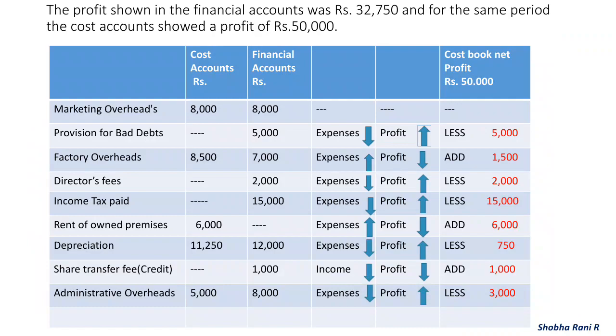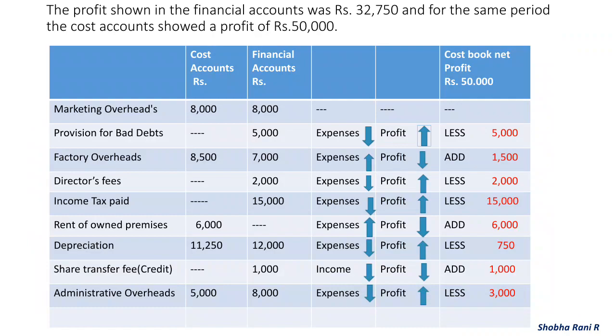Next item, income tax paid. It is an expense recorded only in financial books, rupees 15,000, and not recorded in costing accounts. This has the effect of increasing costing profit as compared to financial profit. Then, in order to reconcile, rupees 15,000 will be deducted from costing profit. In other words, expenses decreases, profit increases, then it has to be subtracted from costing net profit.